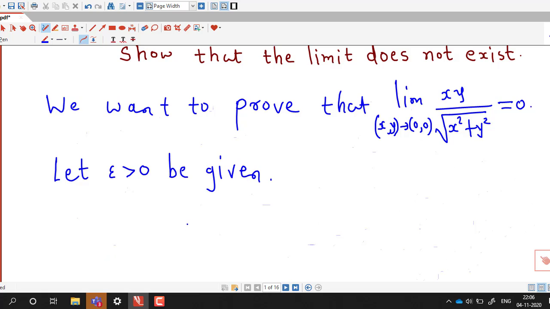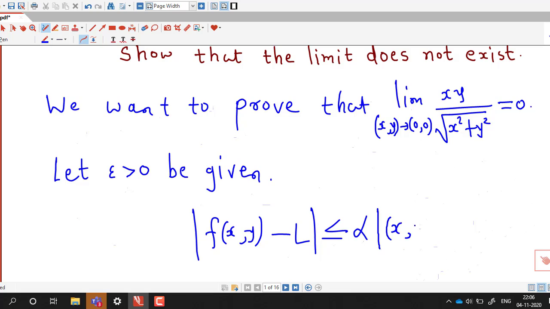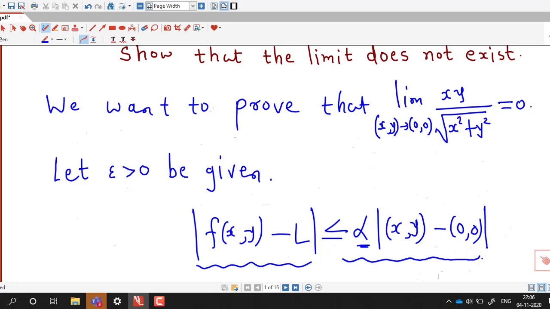As we have discussed, we will try to find out the relationship of this form. We will try to establish this type of inequality: distance between f(x,y) and L is less than or equal to alpha times distance between (x,y) and (0,0). So we will be in search of this alpha, which is a non-zero real number. If we are able to prove this, then we can show that the given limit is 0.